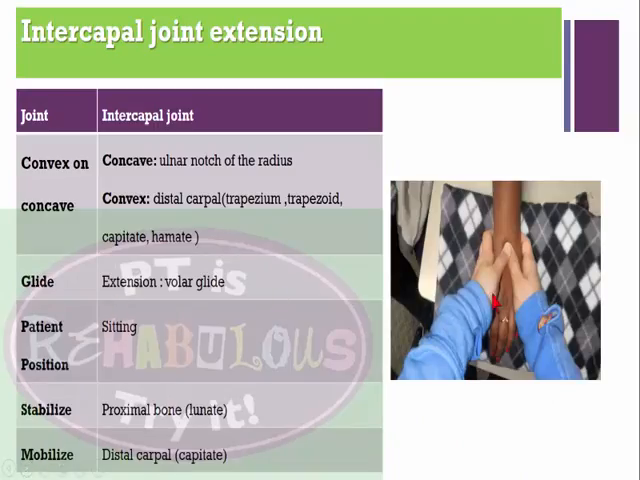Same way for extension. If we want to improve intercarpal joint extension, the convex surface moves on the concave. The concave is the ulnar notch of the radius, and the convex is your distal carpal row, like trapezium, trapezoid, capitate, and hamate. Patient position is sitting. We have to stabilize the proximal bone. I have stabilized the lunate with the fingers, and we have to mobilize the distal carpal row. We can notice that with the middle finger on the line, the capitate will come. So I'm mobilizing the capitate and stabilizing the lunate. That will improve your extension.